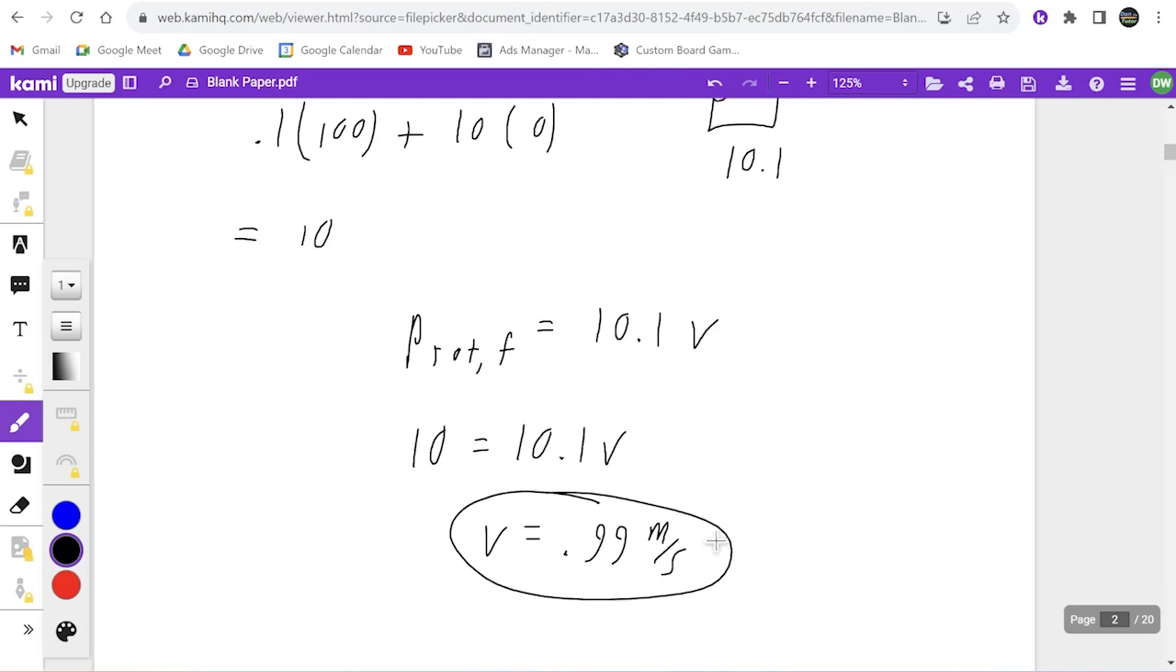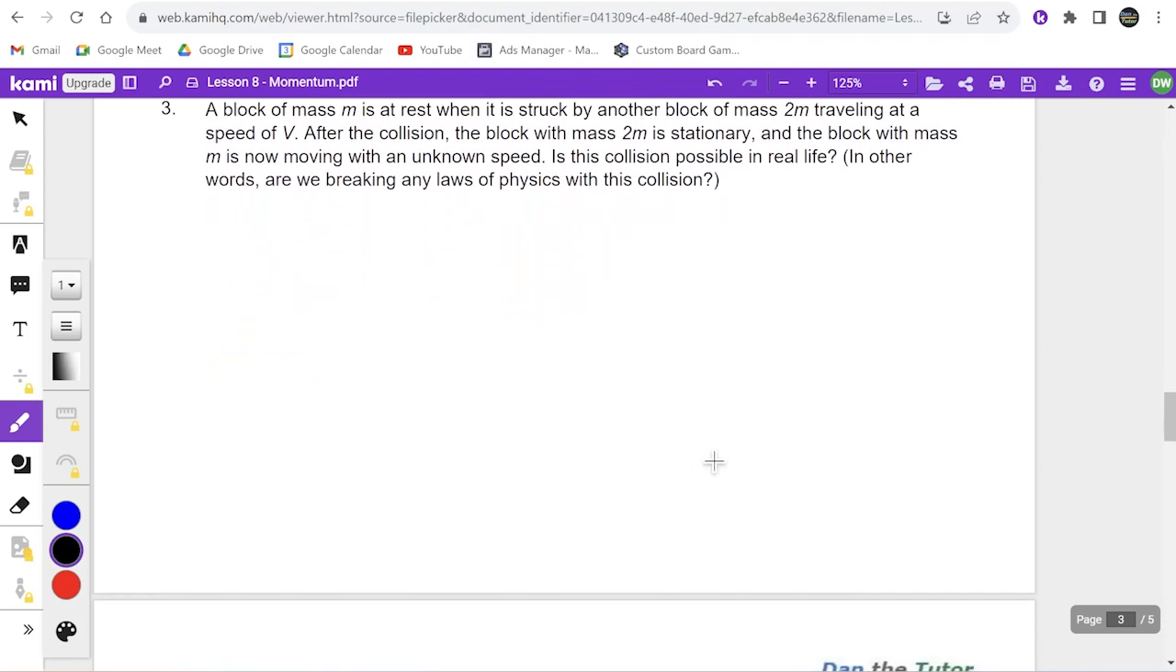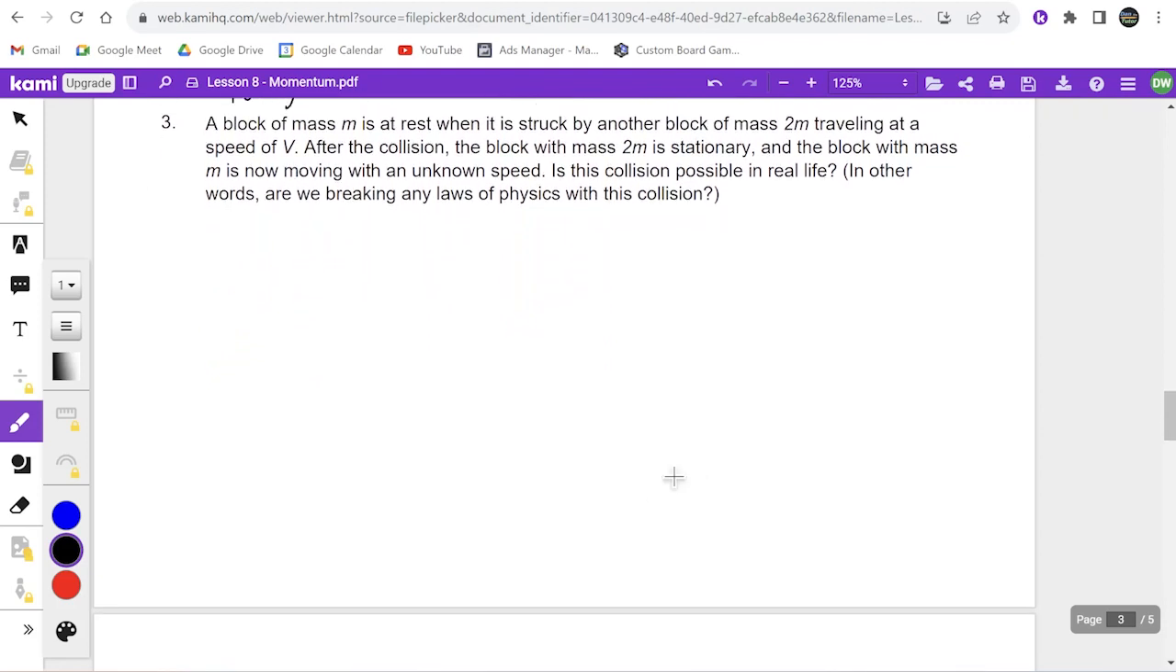Okay. Number 3, I really like number 3. You probably won't. There's a lot of variables involved. Number 3: a block of mass m is at rest when it is struck by another block of mass 2m traveling at a speed of v. Let me just draw this right now so you're not super confused. So some block m is at rest, no speed, and then 2m is going to be crashing into it with speed capital V.